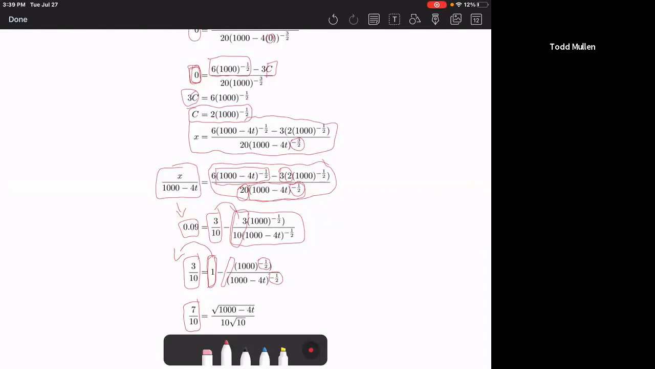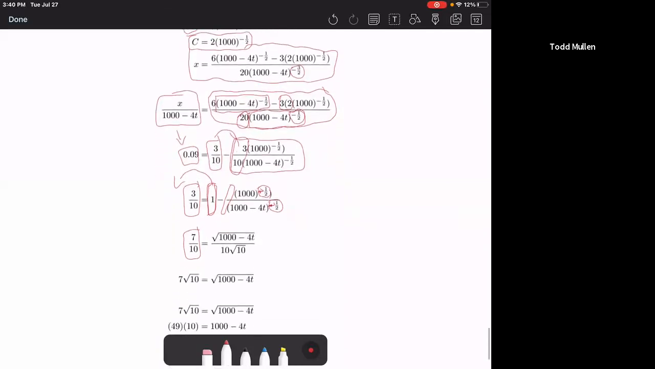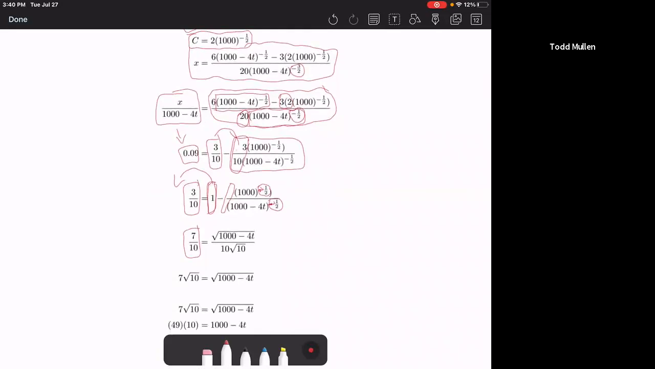If you have a negative exponent in the numerator, you can just put it in the denominator as a positive exponent. And same with the denominator, you can move it up to the numerator as a positive exponent. So that's what we've done. And instead of writing this as to the negative 1/2 to the negative 1/2, we've just put the roots in. So let's multiply both sides by 10 root 10. That gives us 7 root 10 is equal to the square root of 1,000 minus 4t.